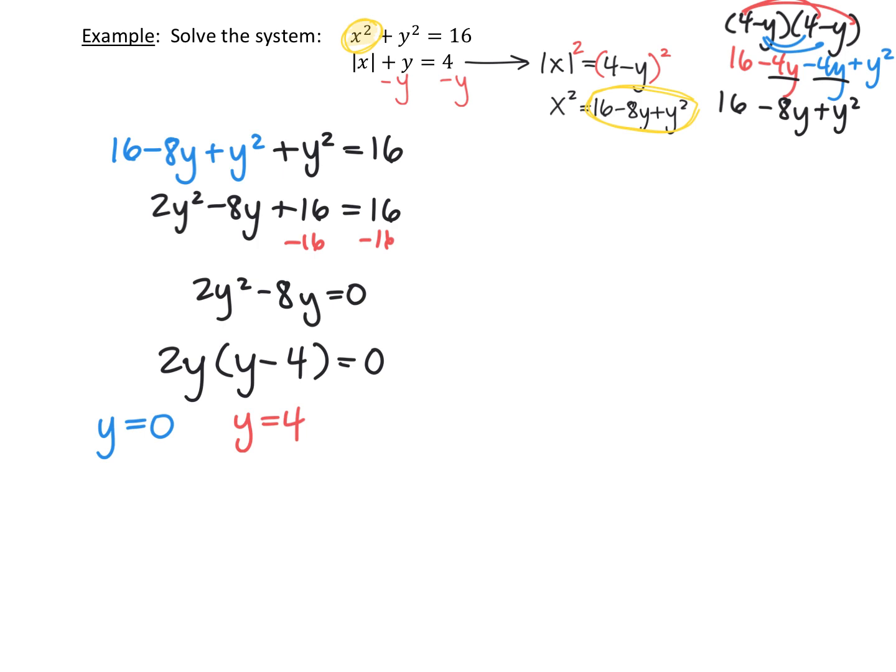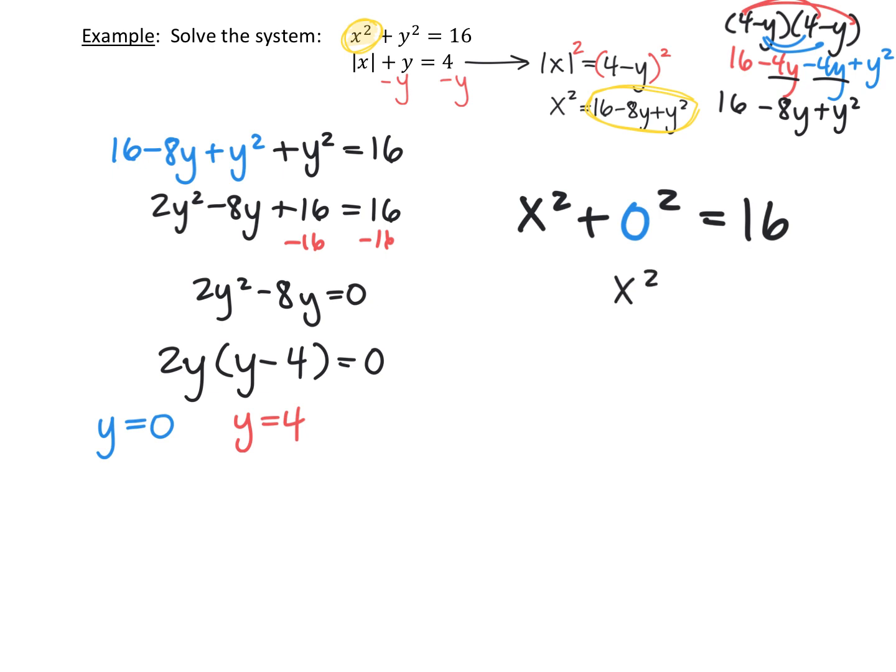Plug back in. Okay, so you choose an equation to use. I'm going to use the top one, but it doesn't actually matter. You could use the bottom equation if you want. You just need to think a little bit more critically about absolute value if you do that. But I'll use the top equation. So plugging in, I'll do this on the right side. Plugging in for y, I'd have x squared plus 0 squared equals 16.